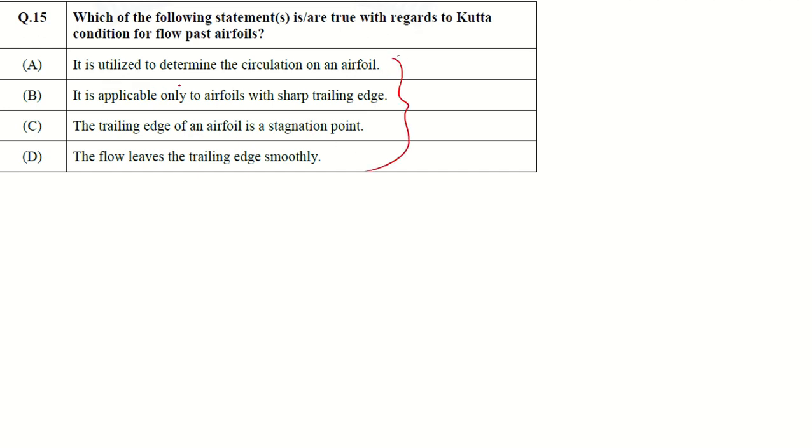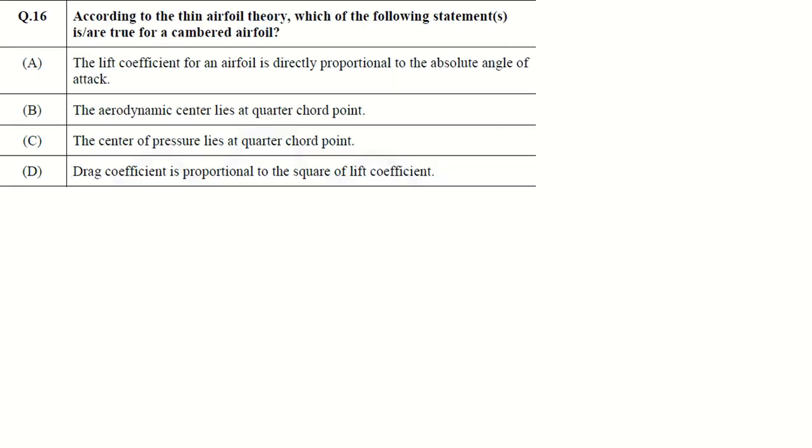So it is utilized to determine the circulation on an airfoil. Okay, it is right. It is applicable only to airfoil with sharp trailing edge, and the trailing edge of an airfoil is a separation point. No, here you will see in the Kutta condition the trailing edge of an airfoil is not the separation point. That would be smooth, and the flow leaves the trailing edge smoothly. D is the right option. So A, B, D are the right options.